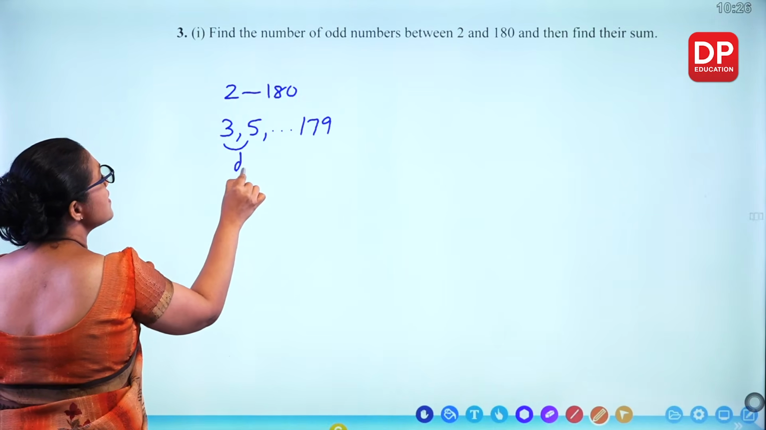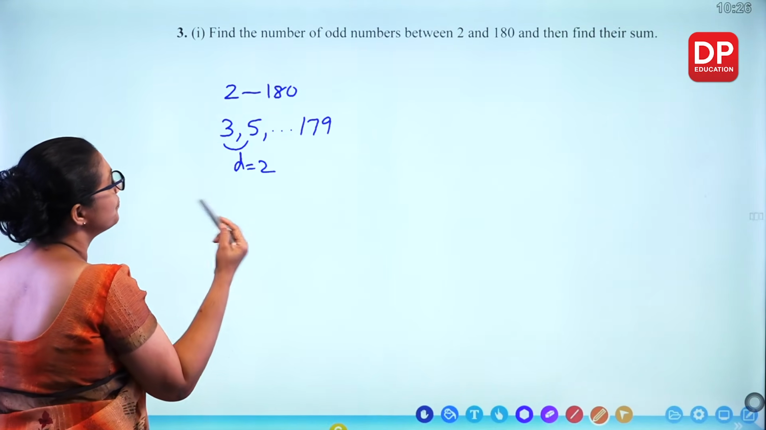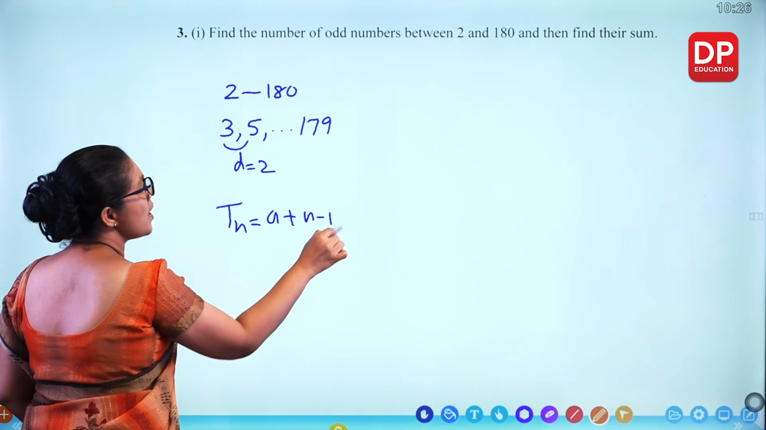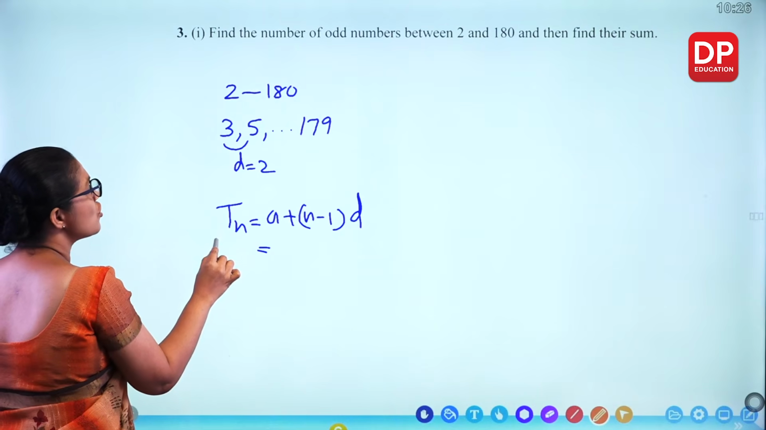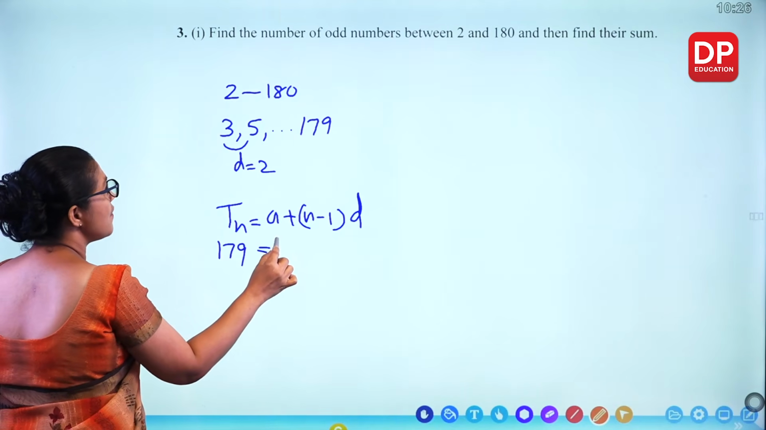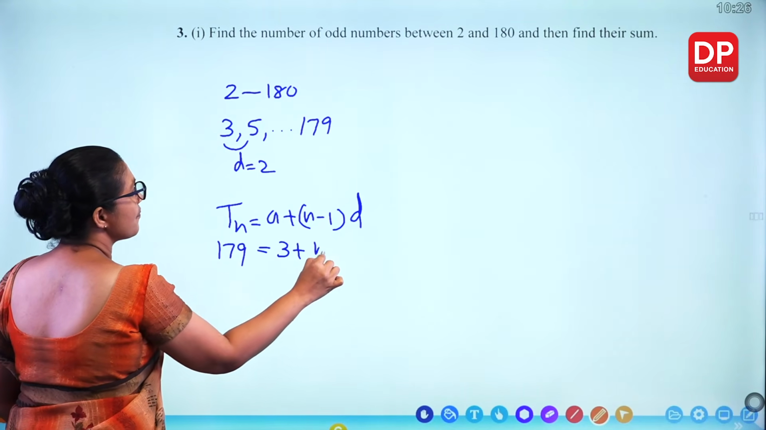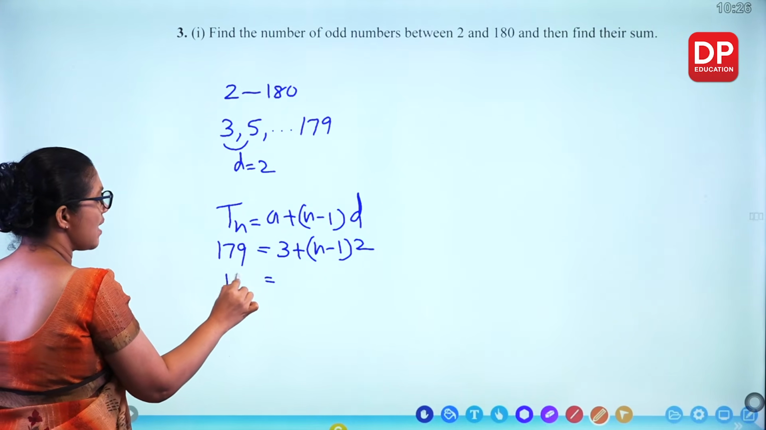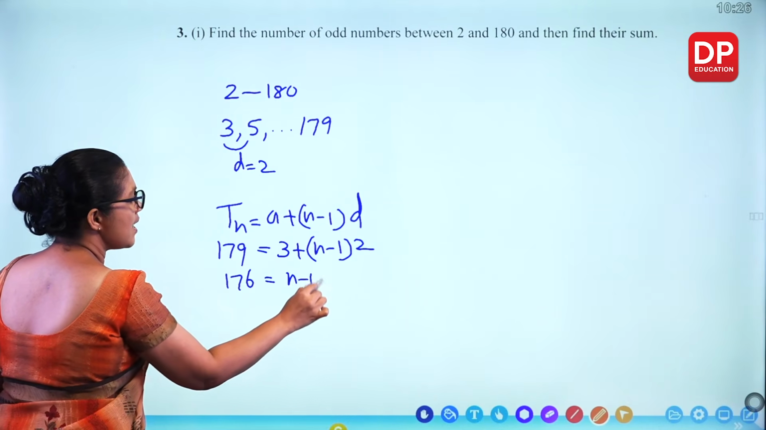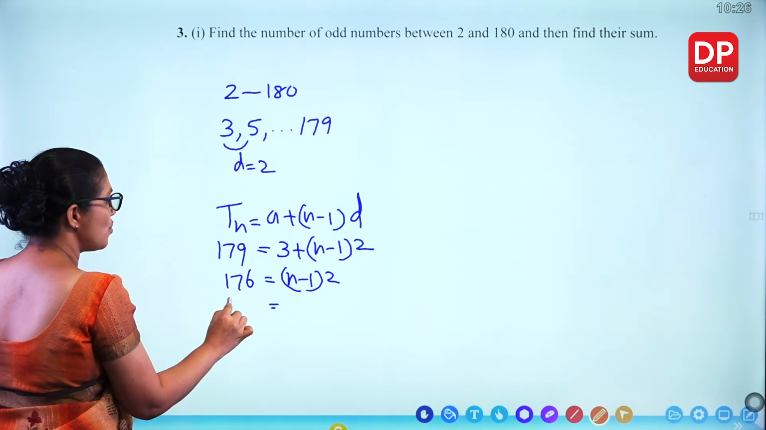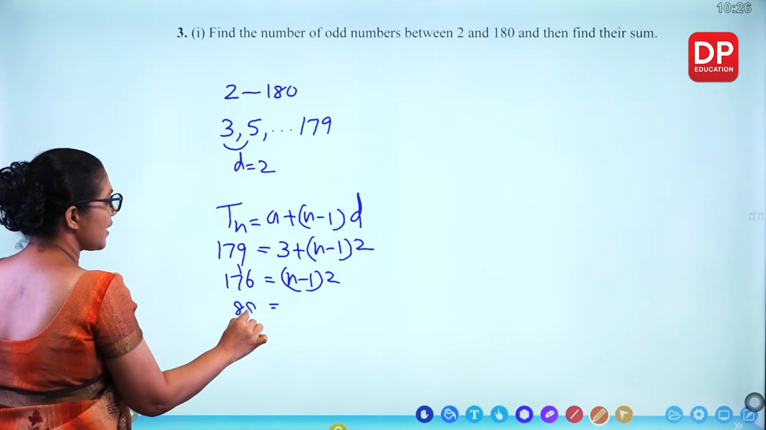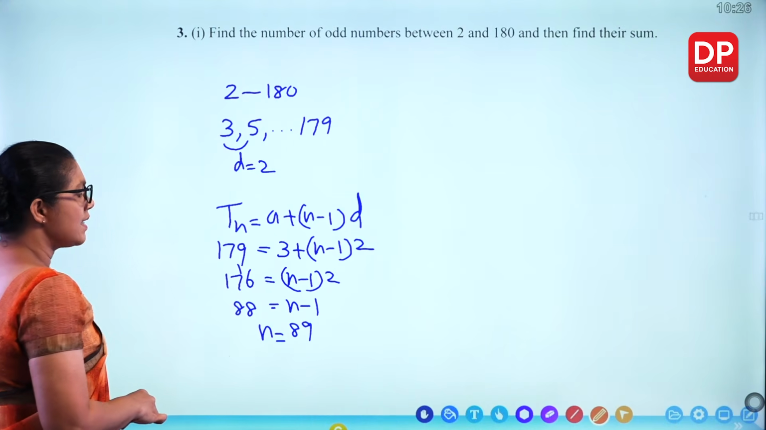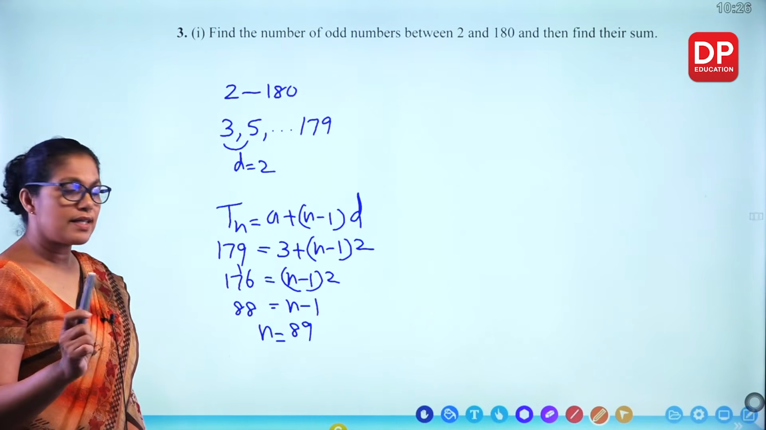Now first we need to find out how many terms are there. Always the difference is 2. Find out using the nth term formula, A plus n minus 1 D. So which term is 179? First term is 3 and difference is 2. So subtract 3, you get 176 is n minus 1 times 2. Divide by 2, you get 88 is n minus 1. N becomes 89.